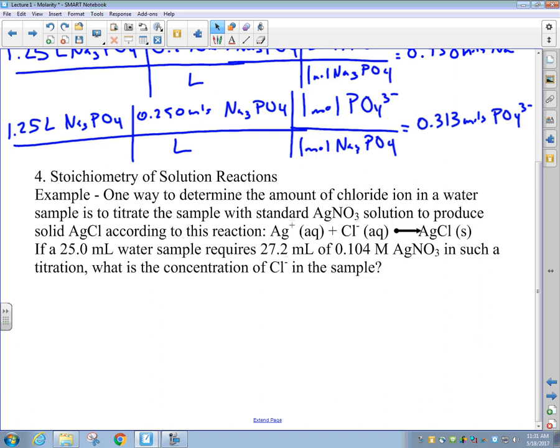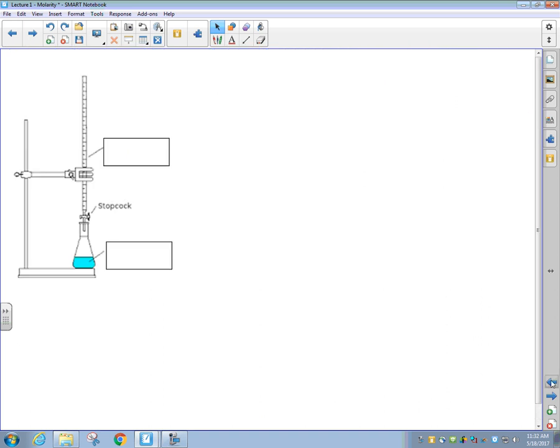This is our first time talking about titration in class, so let's look at a basic titration setup. What we're referring to here is a burette, a device like this, where we're holding it with a ring stand and we have a water sample down below.